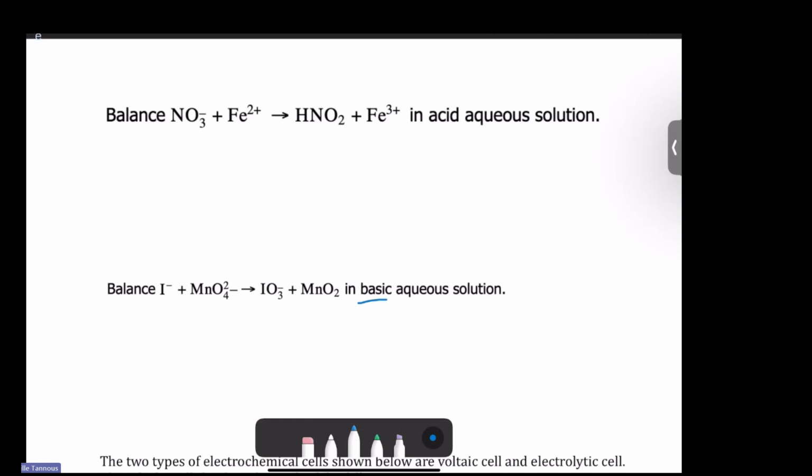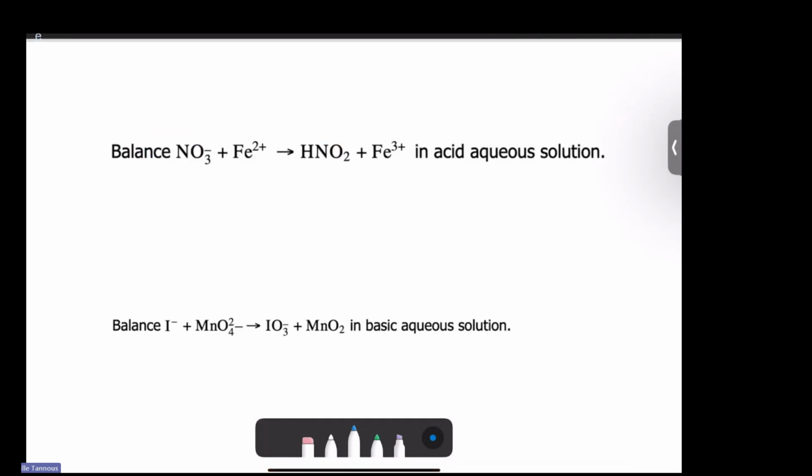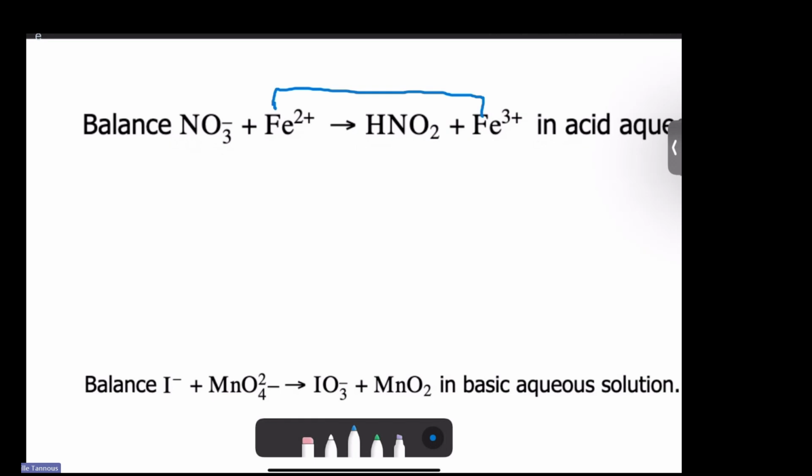Okay, so let's begin. First, you split the equation in two. What gives what? So I'm going to start with the easy one. Remember that in the exam and the quiz, there's always one half equation easy and one half equation complicated. So Fe2 plus giving Fe3 plus. First, we check if the atoms are balanced. One Fe, one Fe. Next, we balance O, but there's no O. We balance H, there's no H. We move on to balancing electrons.